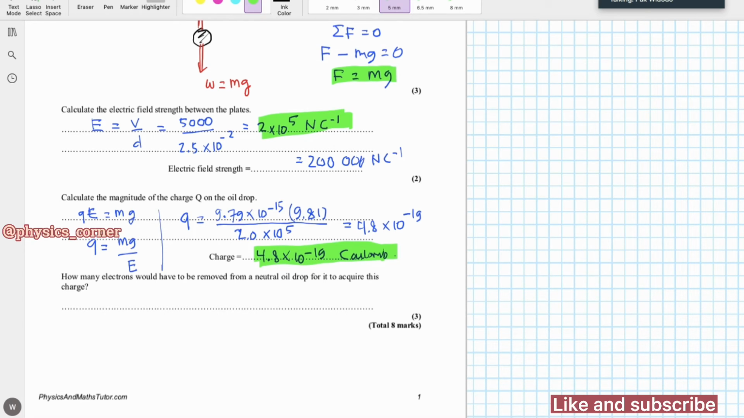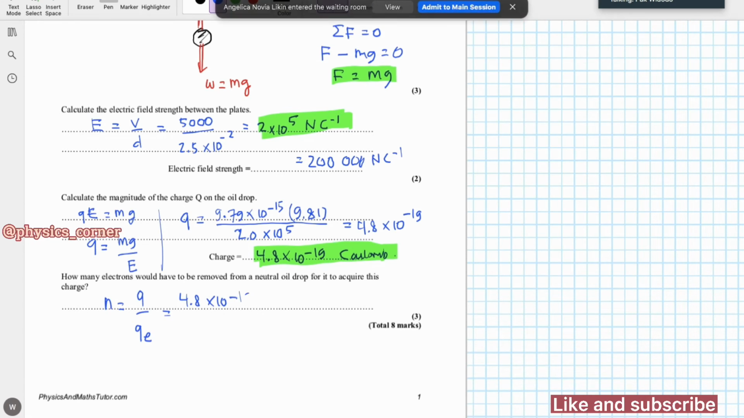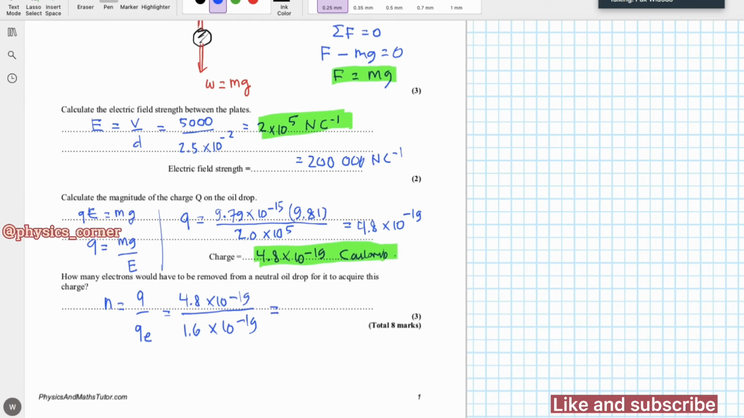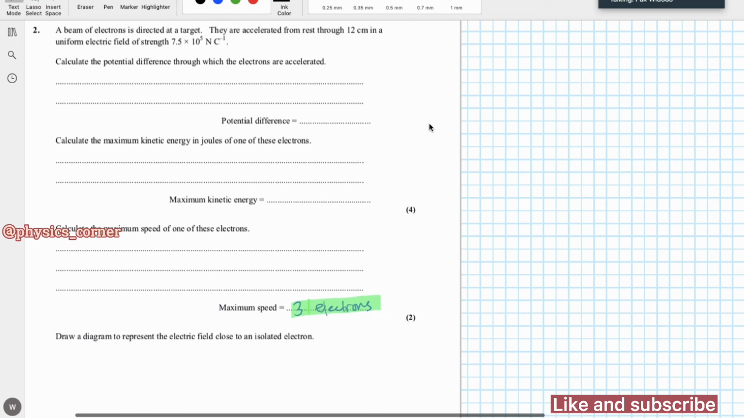Okay, then how many electrons will have to be removed from the neutral oil drop for the acquired charge? It is almost the same, Q divided by Q electron. This is 4.8 times 10 to the power minus 19. The charge of electron is 1.6 times 10 to the power minus 19, so this is 3 times. So we can say this is 3 electrons, yeah. That's it.